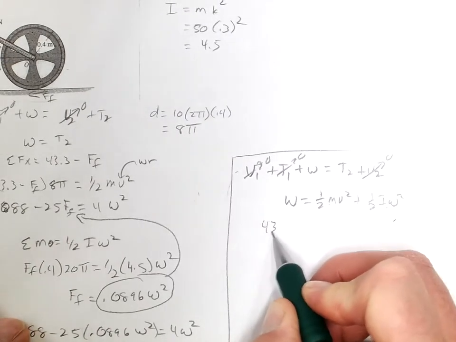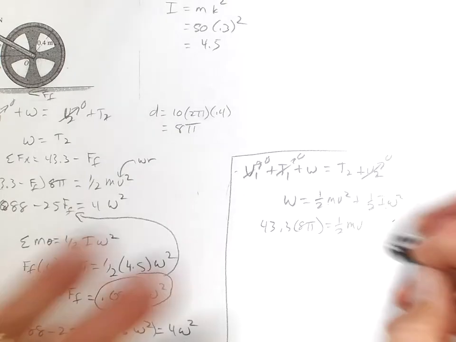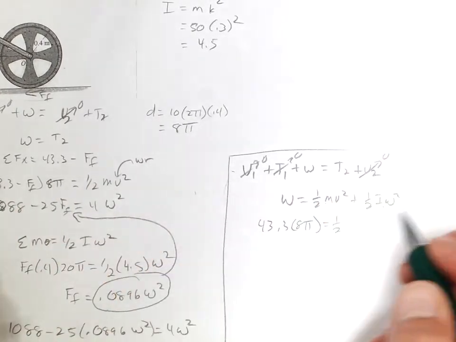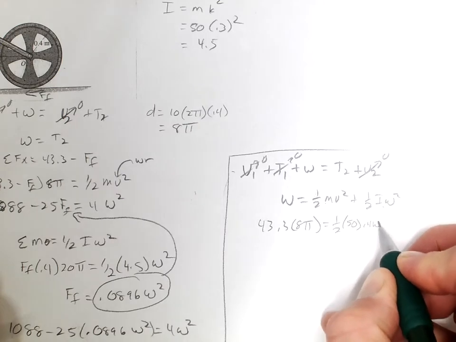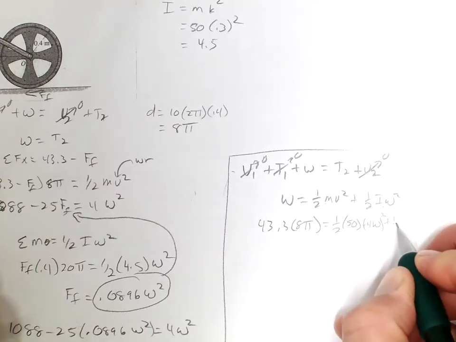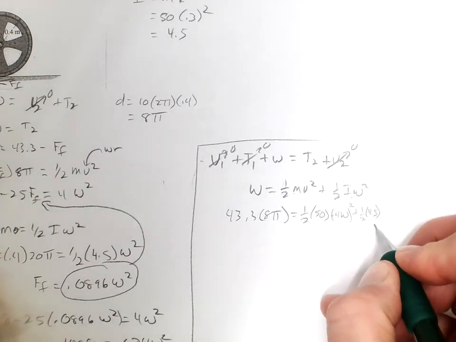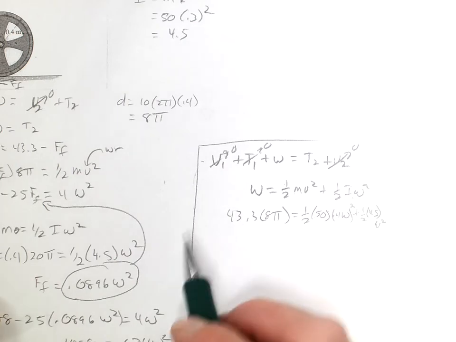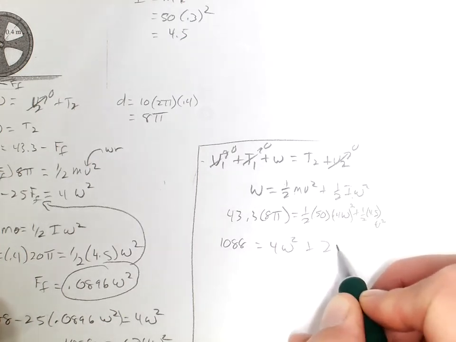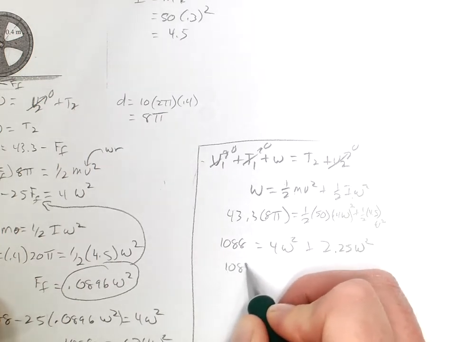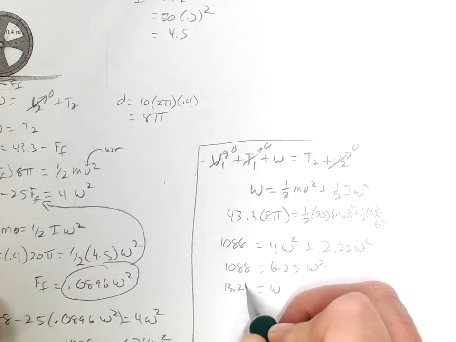So if we just use the 43.3 times the distance, 8 pi, we'll get both 1/2 mv squared, m is 50, v is 0.4 omega, r squared, plus 1/2 I, 4.5, times omega squared. So now we can solve for omega directly. So now we have 1088 equals 4 omega squared plus 2.25 omega squared. So 1088 equals 6.25 omega squared, and omega equals 13.2 radians per second.